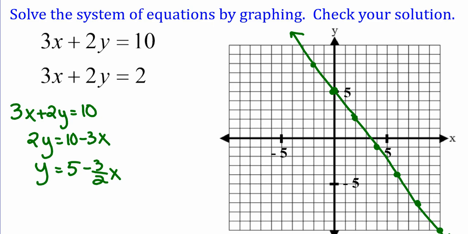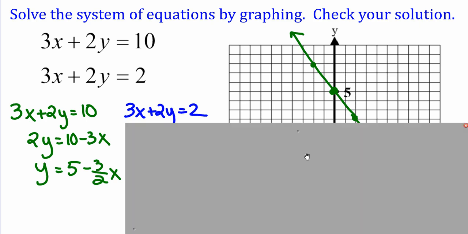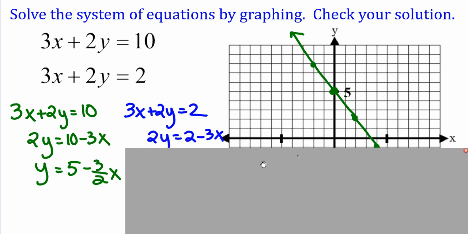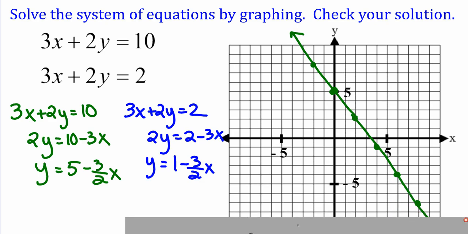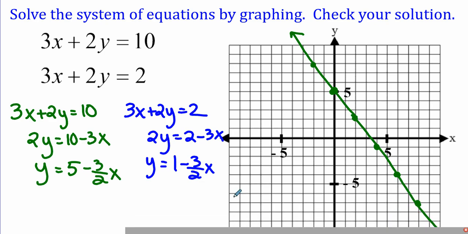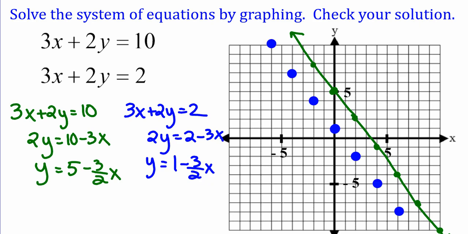Now we're going to work on our second equation, 3x plus 2y equals 2. And we're going to have to undo that to get y alone. So our first step would be subtracting 3x and then dividing every single term by 2, which leaves us with y equals 1 minus 3/2 x. Again, we're going to start with our y-intercept. Our y-intercept is at (0, 1), so we plot that point to start. And then our slope is -3/2, so that means we're going down 3 and to the right 2 again. So we're going to plot our series of points and connect them.